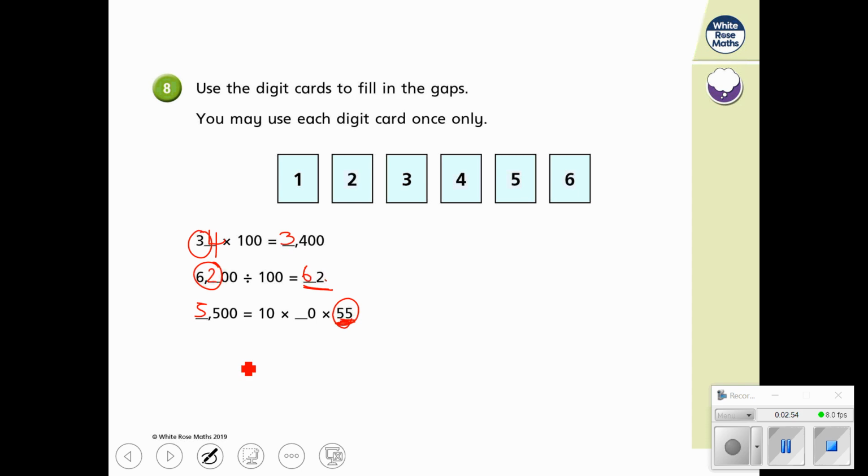So 5,500 equals something times 55. Well, we know that that must be 100, but we don't have 100 here. We have 10 times something. Also, you know that 10 times 10 is 100. So your answer there is 10.